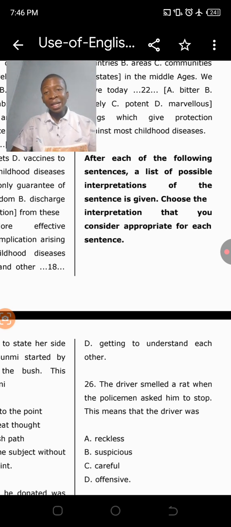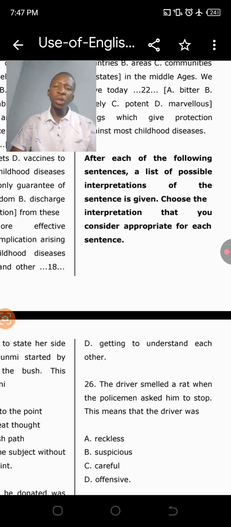The same effort and energy you put in understanding other topics in biology, chemistry, physics, civic, government, and the rest is the same energy and effort you can still put in understanding idiomatic expressions. So, don't run away from it, because if you do, you will definitely face it someday. So, without wasting time, we'll be looking at some of the questions we have for today.